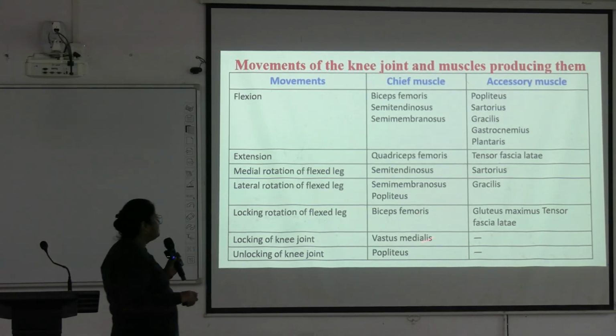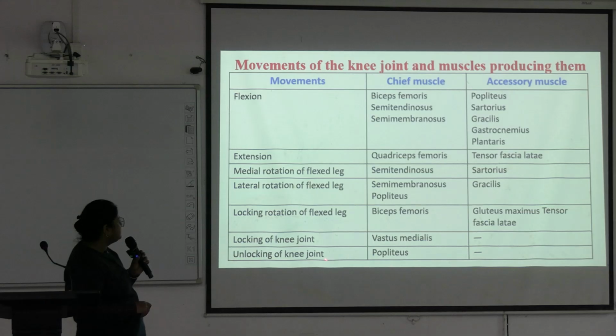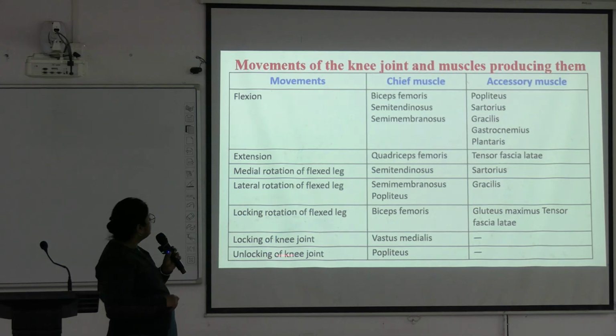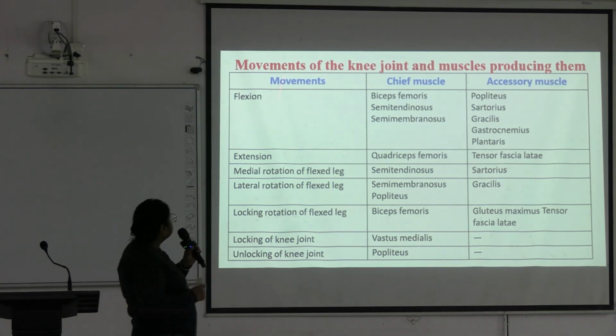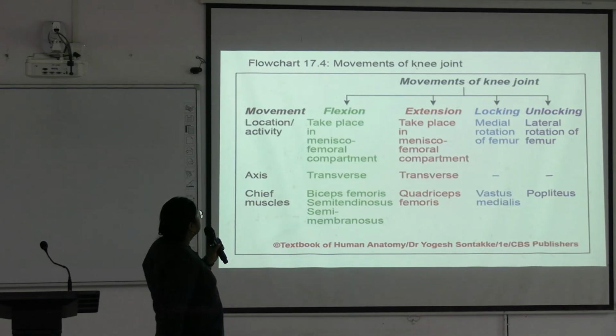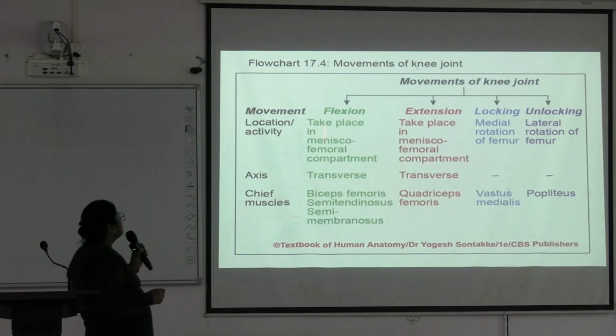Locking of the knee is done by vastus medialis, unlocking is done by popliteus. These muscles involved are also important for your MCQ. The unlocking muscle of the knee, the locking muscle of the knee, and other different movements and their muscles. So this is the summarization.